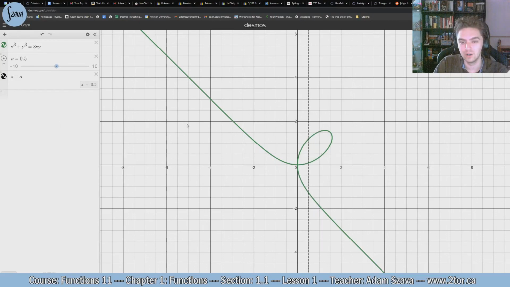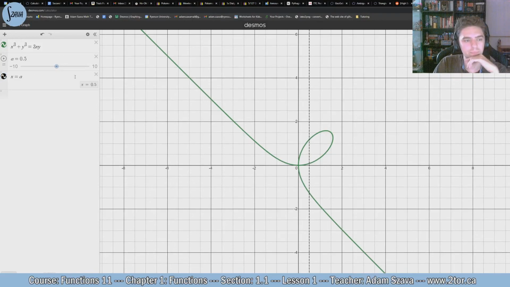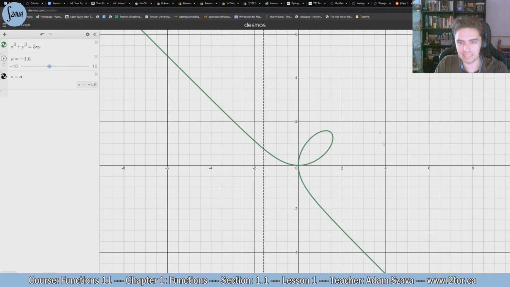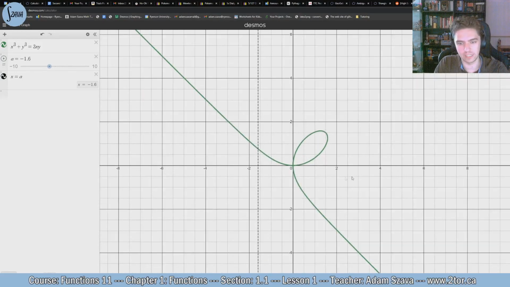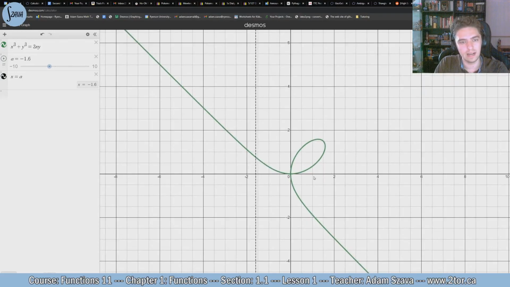3 times. 1, 2, and 3, right? So this graph is not a function, it's a relation, and it's particularly called the folium of Descartes. Descartes was a mathematician. This xy plane is sometimes called the Cartesian plane, named after him, because he did a lot of work in, let's just say geometry, essentially.